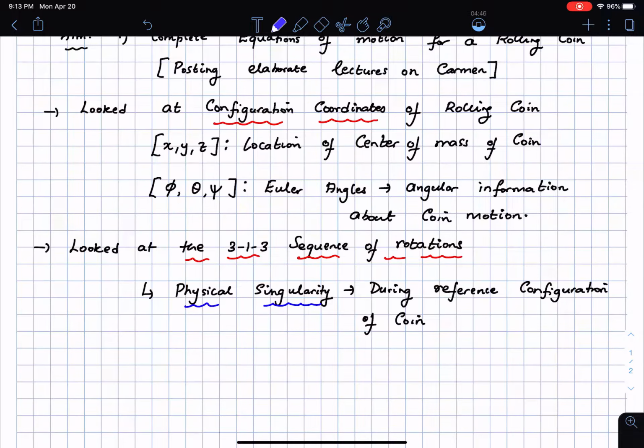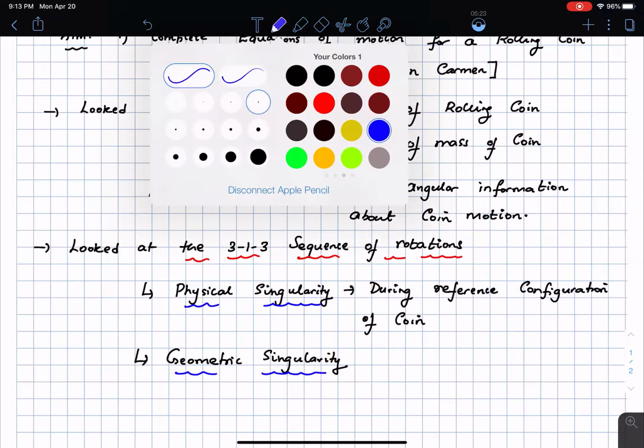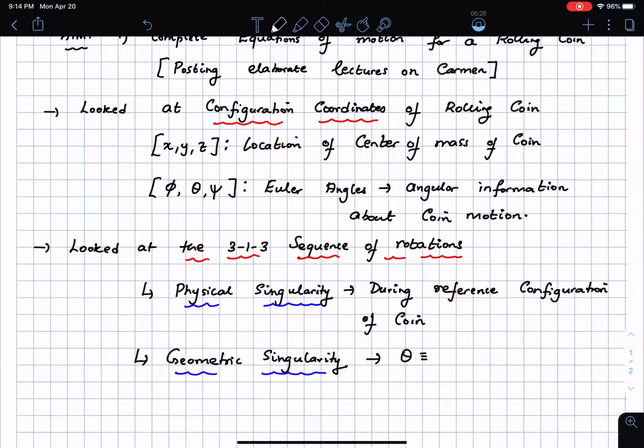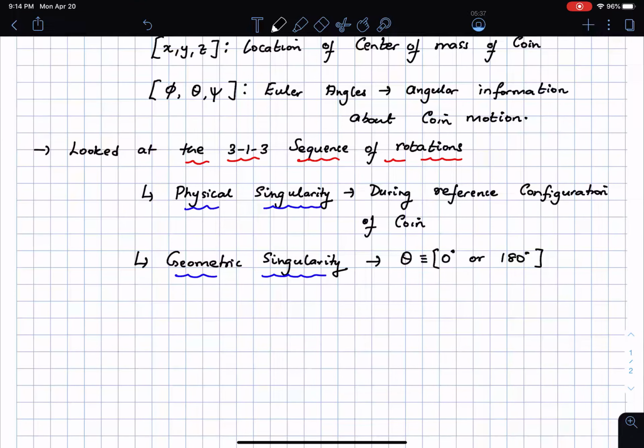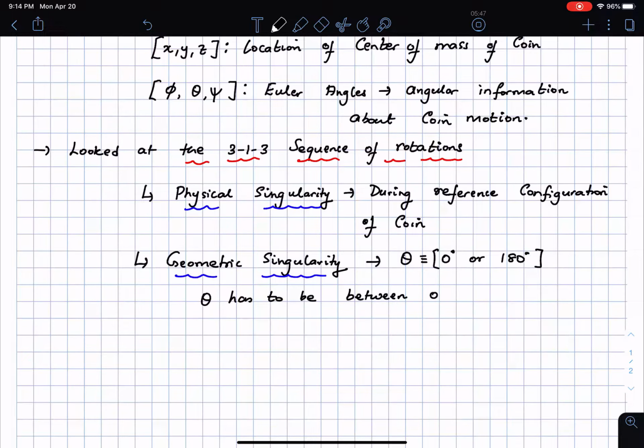The geometric singularity is especially considering the position of angle theta. If the angle theta is either 0 degrees or 180 degrees, then this is going to result in the phi and the psi rotations giving you the same information, so we will not be able to distinguish between the two. So we had a geometric singularity for the situation of the angle theta being either 0 degrees or 180 degrees, which means that to avoid it, theta has to be between 0 and 180 degrees.